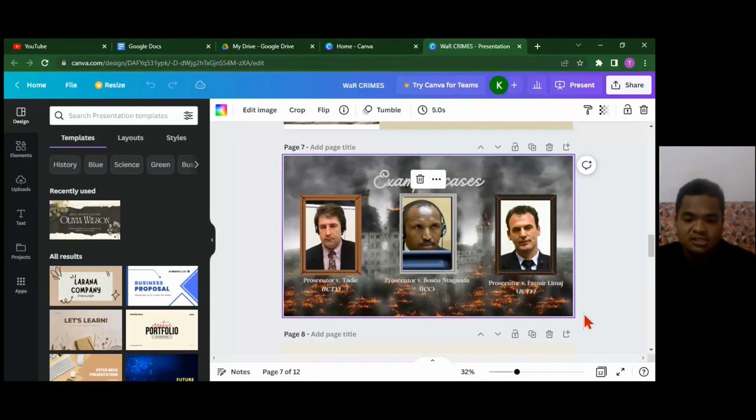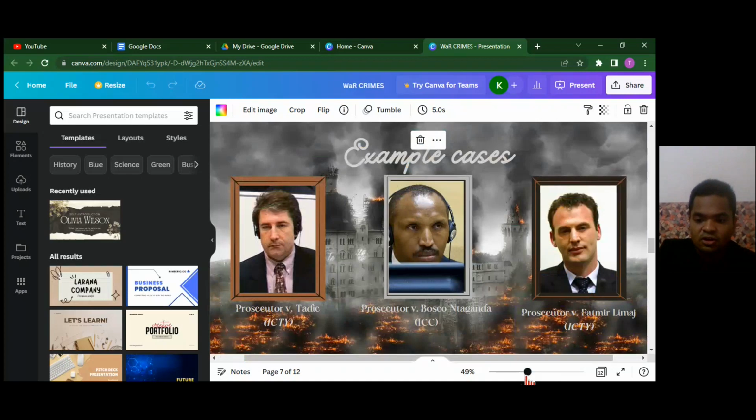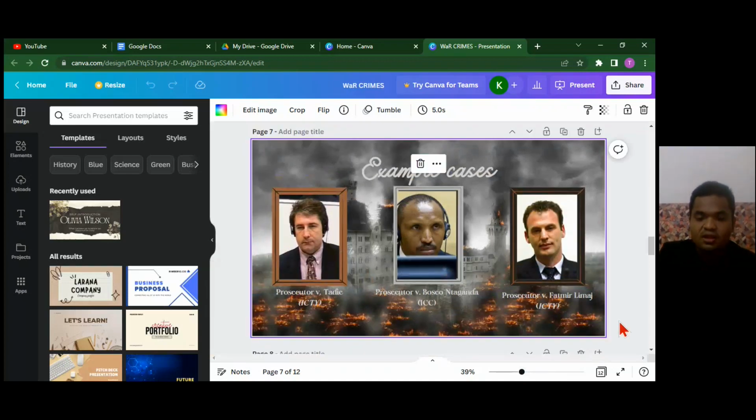There are three example cases for war crimes. I chose three example cases. The first one is Prosecutor against Tadic in the ICTY, the court for the former Yugoslavia. Prosecutor against Bosco Ntaganda in the International Criminal Court, and Prosecutor against Fatmir Limaj in the International Criminal Tribunal for the former Yugoslavia.